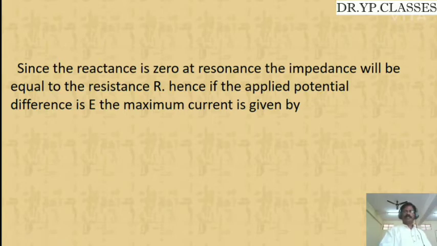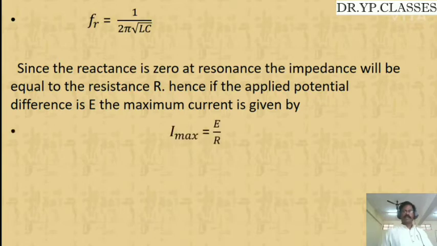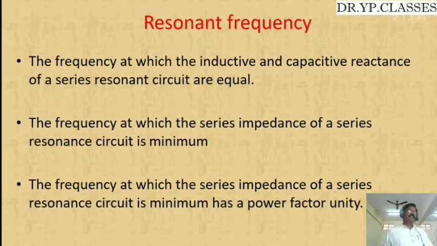The maximum current is given by maximum FR is here. FR is equal to 1 by 2 pi into root LC. So I maximum is equal to E by R. So what is the resonant frequency?